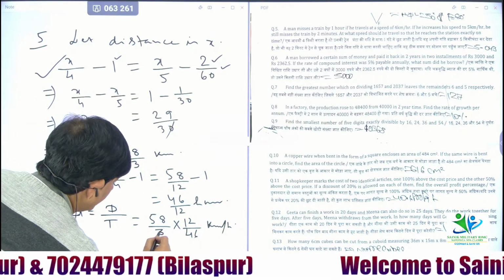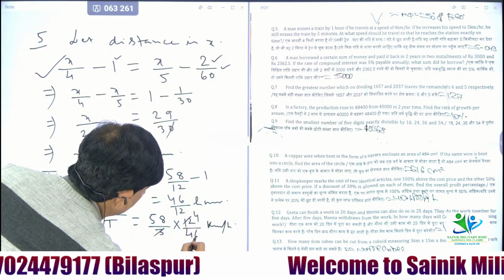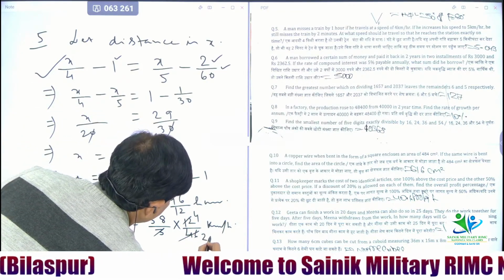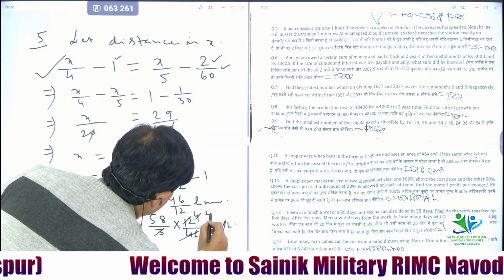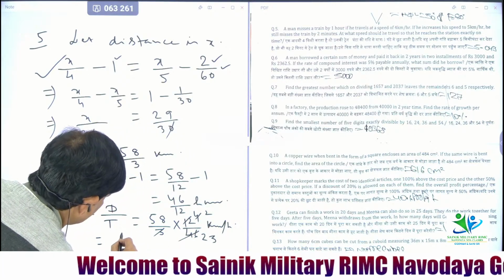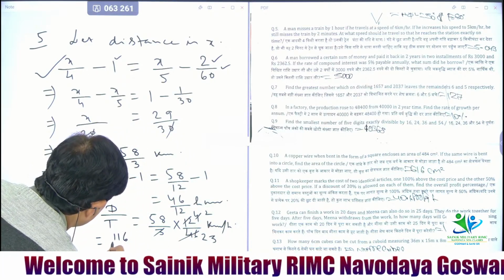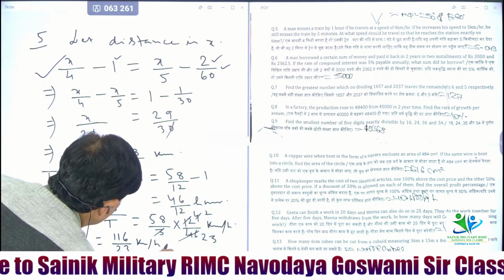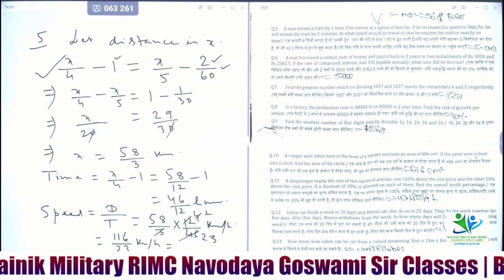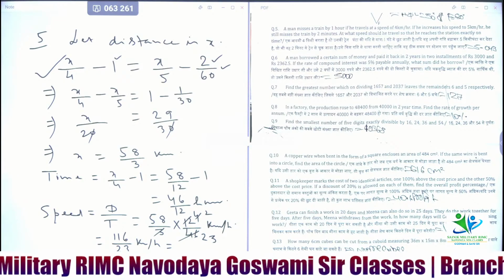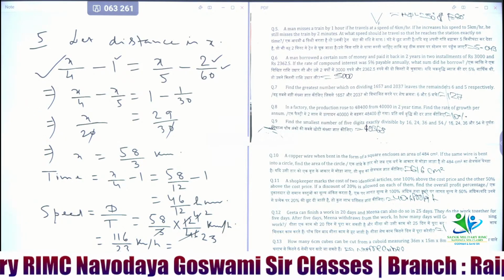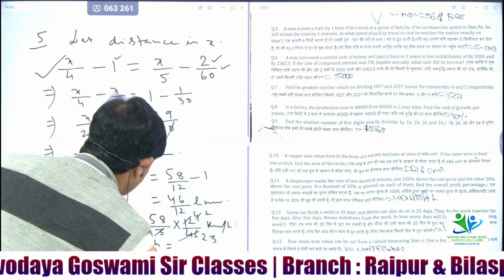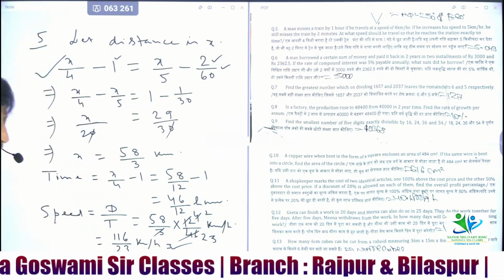If you cancel here, 3 4 ja, and 46 also cancelled by 2, that is 23. Here is 2. And you get here 116 by 23 kilometer per hour. Now you can convert this one in the decimal. It is about more than 5 kilometer per hour, just more than 5 kilometer per hour. You can leave the answer in this form also.